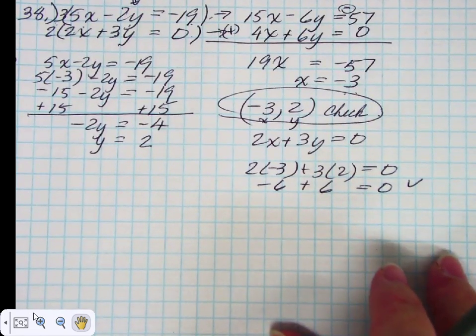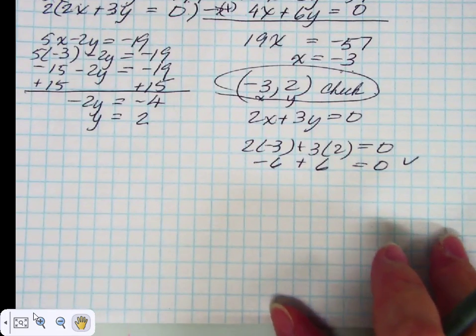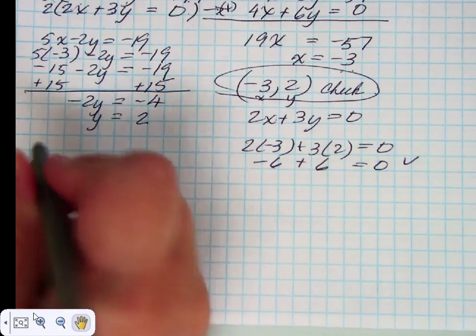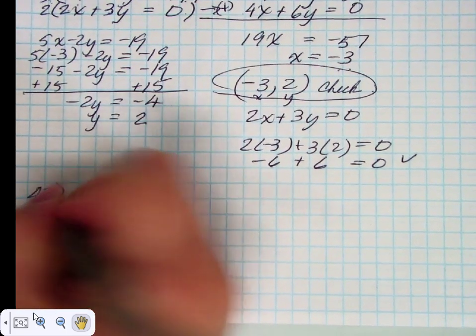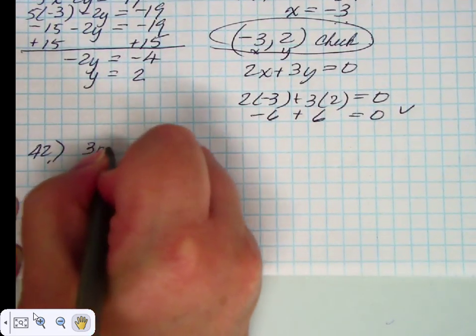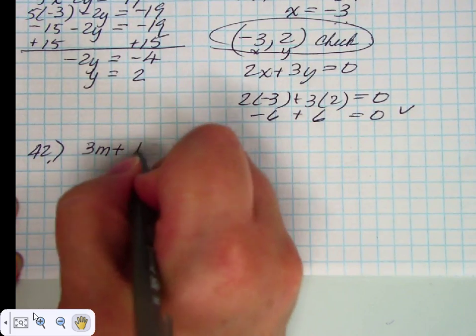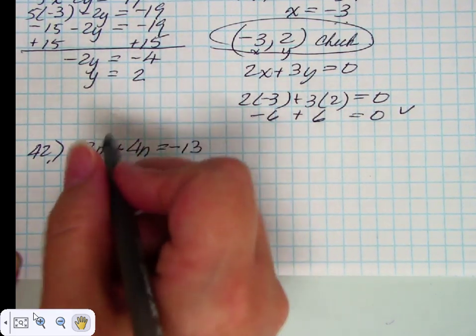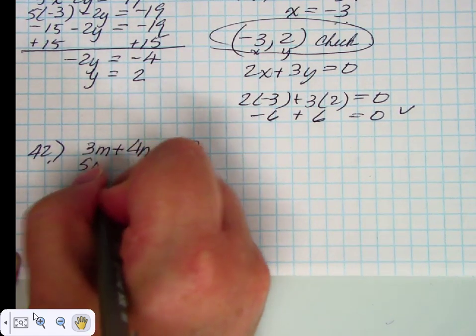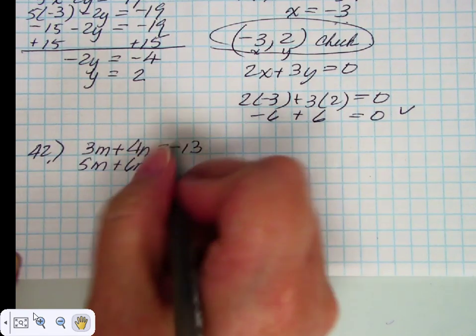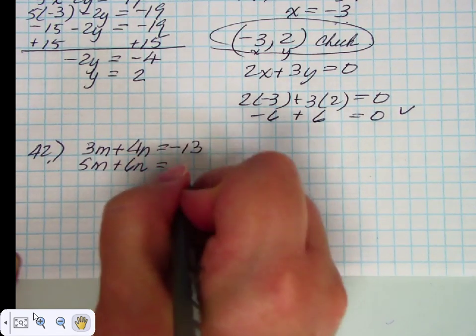All right? So, we're going to take, and I want you to try one. We're going to take number 42. We're going to step our way through this. If I have 3m plus 4n is equal to negative 13, and 5m plus 6n is equal to negative 19.